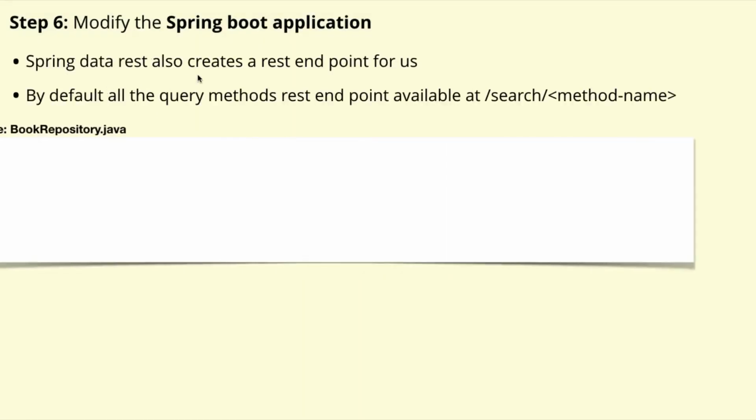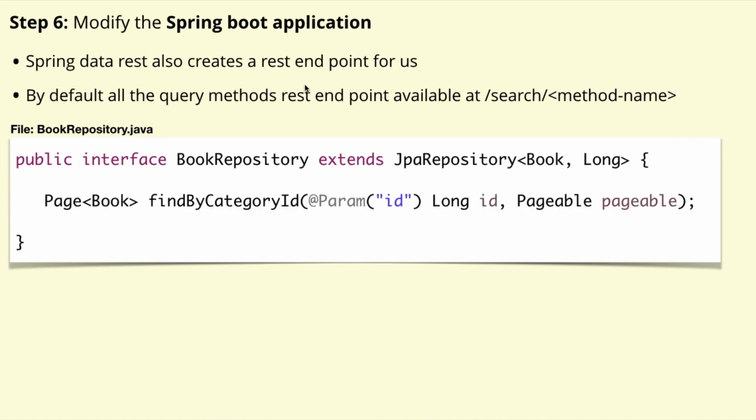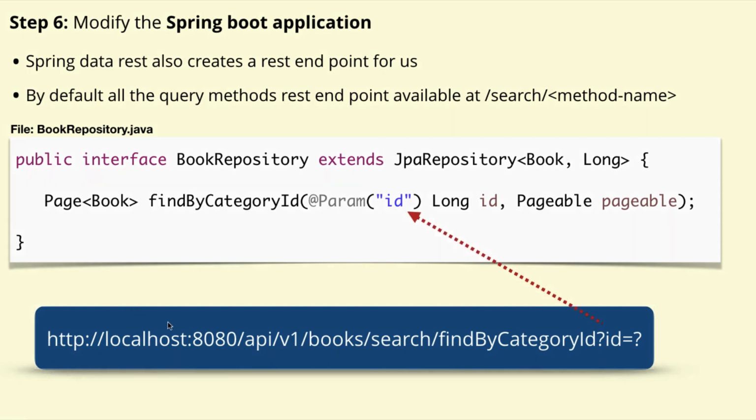Spring Data REST also creates a REST endpoint for us. By default, all the query methods' REST endpoints will be available at /search/ followed by the method name. So in this case, the REST endpoint will be localhost:8080/api/v1/books/search/findByCategoryId?id= whatever ID we want to pass to this method.